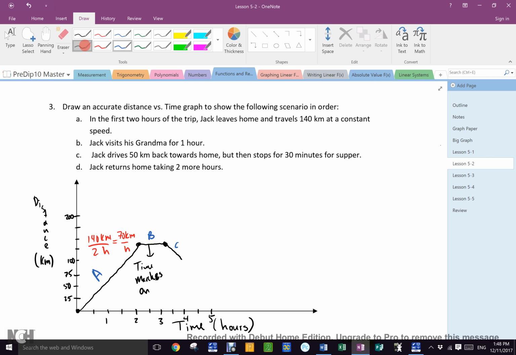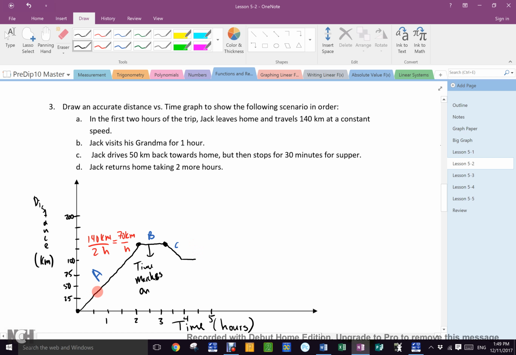He stops for 30 minutes, so this must go here, correct? The whole thing takes 5/6 of 70 minutes plus 30. So close to an hour and a half, yeah? Okay. And then he goes home taking 2 more hours. So he has to get from here all the way home in 2 hours.